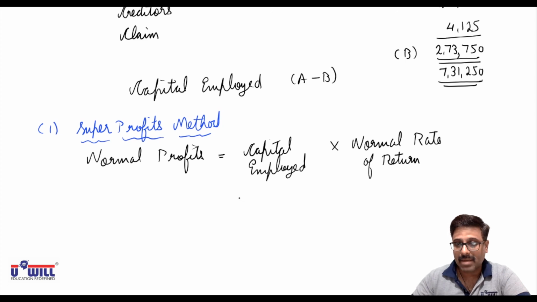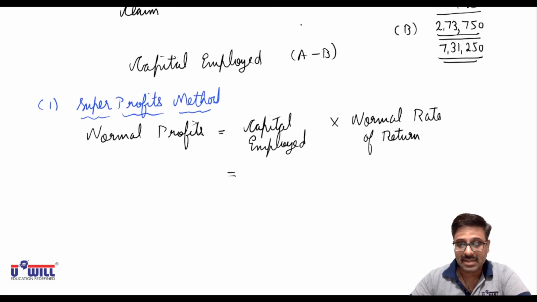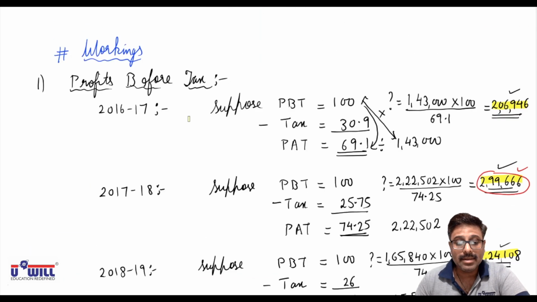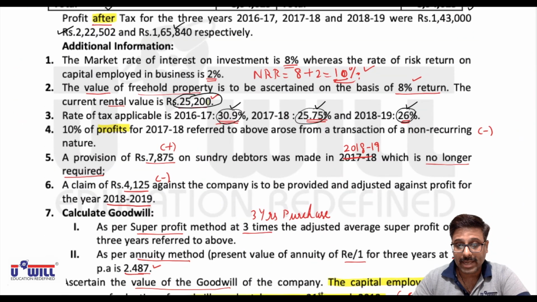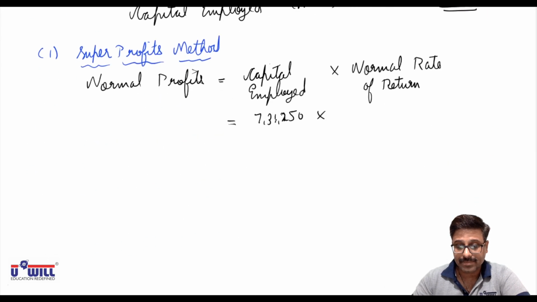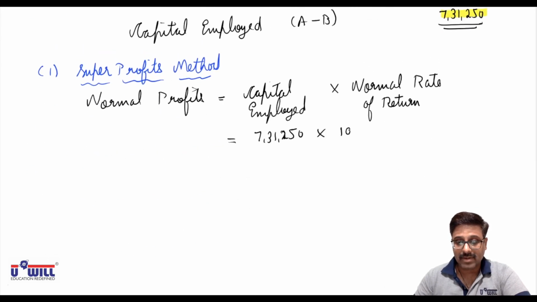Now what is the capital employed we obtained? 731,250 into what is the normal rate of return given in adjustment 1 or 2, I think. Adjustment 1, we calculated 8%, 2%, normal rate of return is 10%. So into 10%. 731,250 into 10% is 73125.